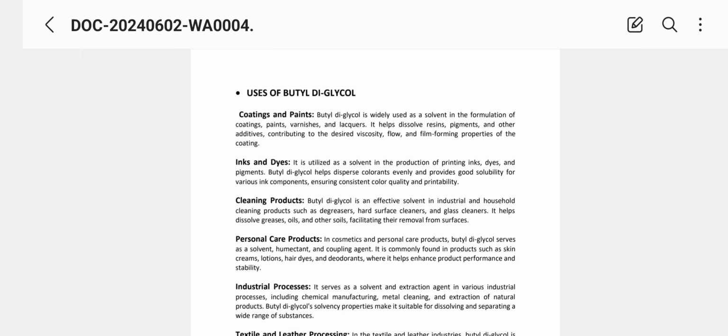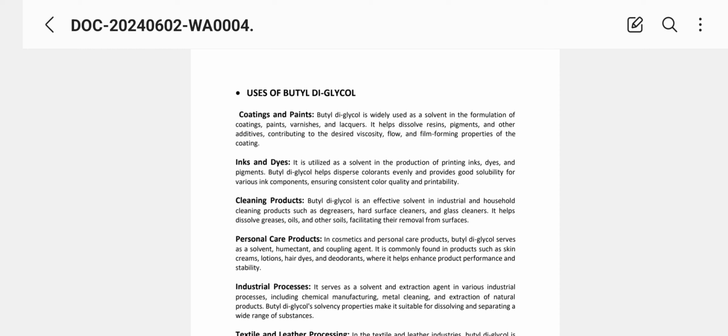Butyl diglycol helps disperse colorants evenly and provides good solubility for several ink components, ensuring consistent color quality and printability. Cleaning products. Butyl diglycol is an effective solvent in industrial and household cleaning products such as degreasers, hard surface cleaners, and glass cleaners. It helps dissolve greases, oils, and other soils, facilitating their removal from surfaces.